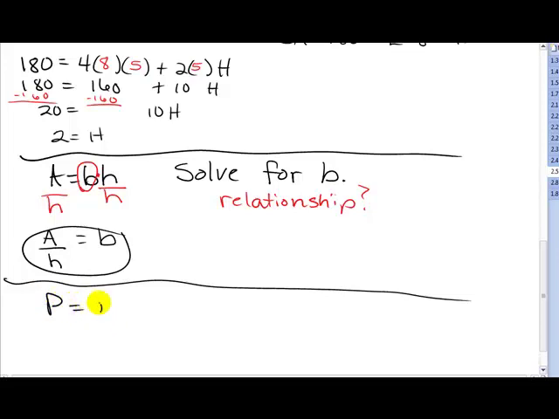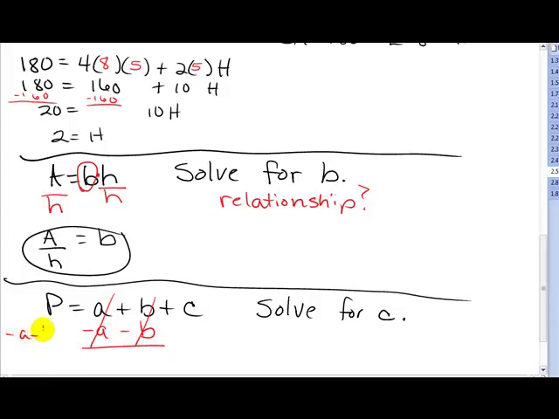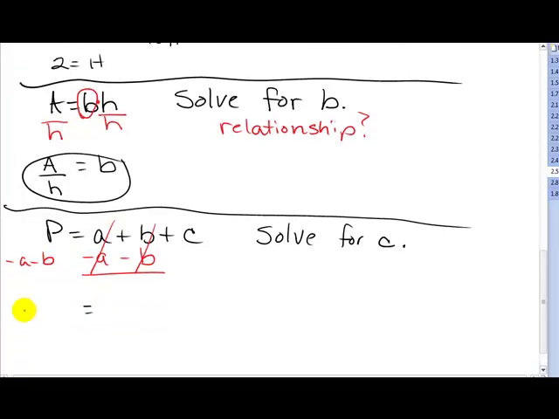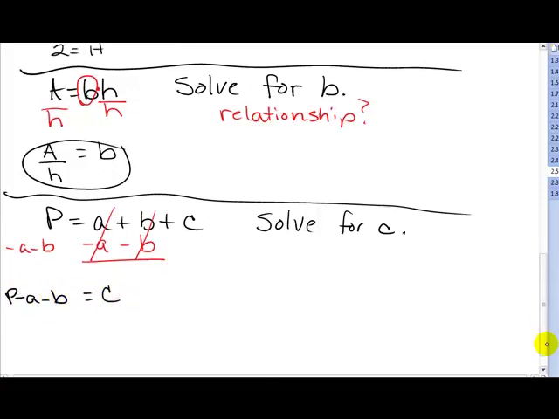We had a problem a while ago with perimeter. Here we want to solve for C. Same thing we solved for a while ago. And what did we do to these two? We added them up and then we moved them by subtracting. Well, we can't add them because they're not alike, but we can move them. Minus A, minus B. That cancels, that cancels. So, P minus A minus B is what's equal to C.